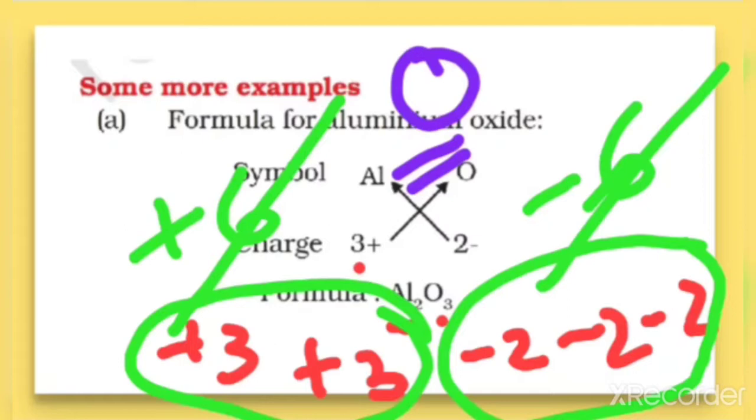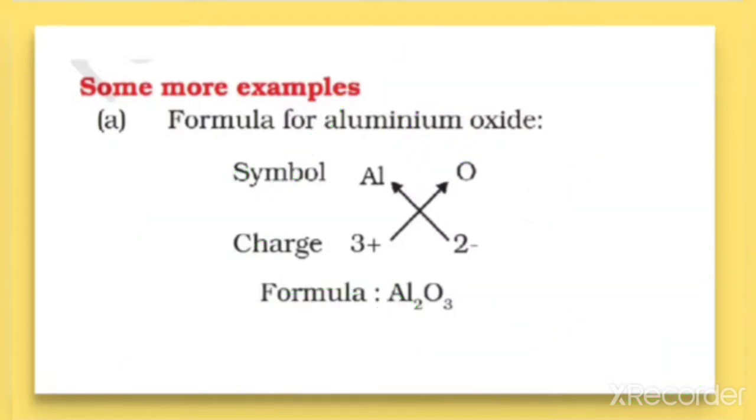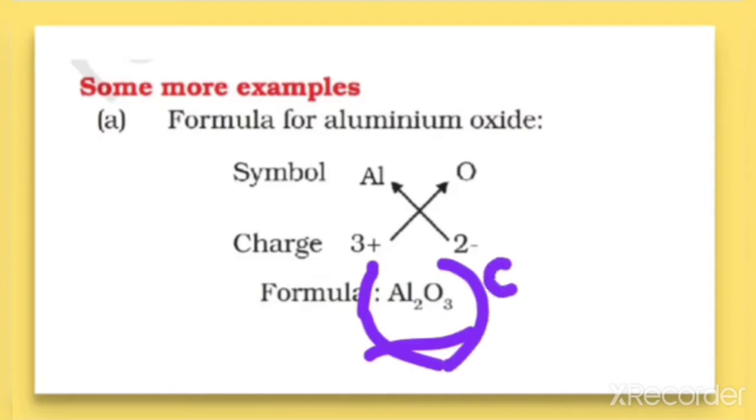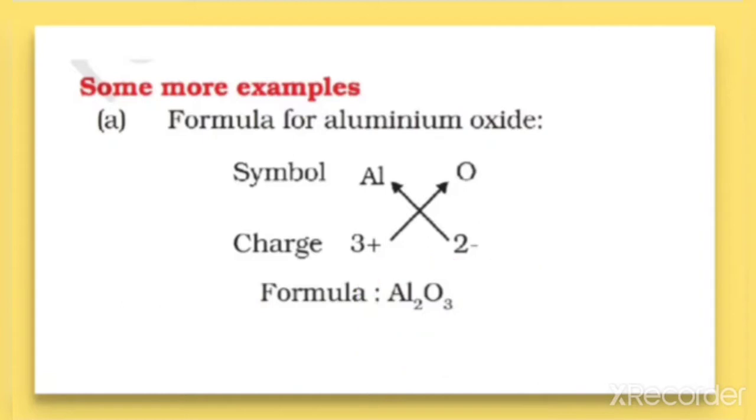That means the charge on the aluminium and the charge on the oxygen get completely balanced. So there is no net charge on the compound, that is aluminium oxide. So I'm not writing any charge on this. That means it shows that there is no net charge on the aluminium oxide.